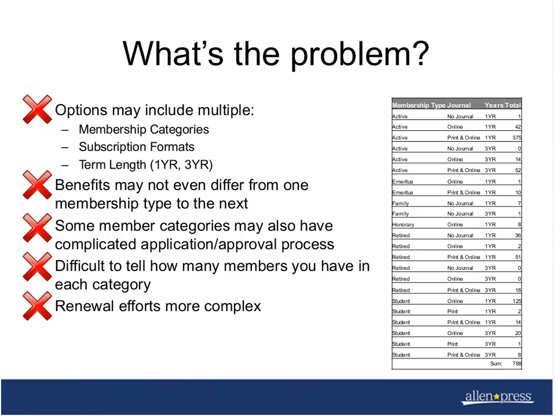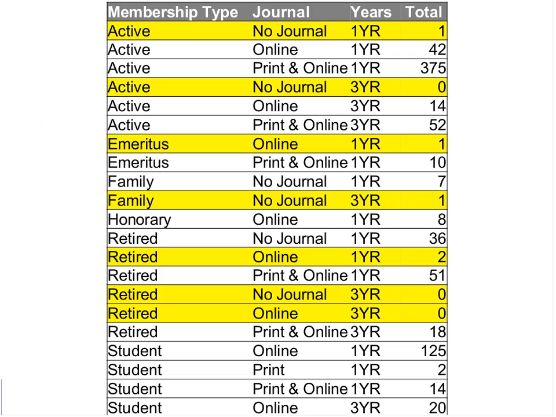Let's look at this example to the right a little bit closer. The first thing I notice are the numerous categories that have little usage. Why offer memberships with no journal benefit if no member chooses it? Why offer online memberships to emeritus members? Focus on the membership categories with the most usage. Simplify to what is clearly the desired category. Phase out those that are not desired by the membership.